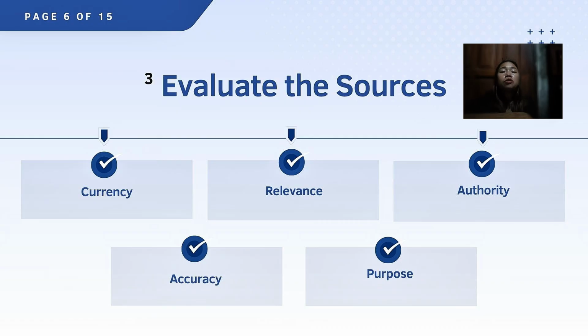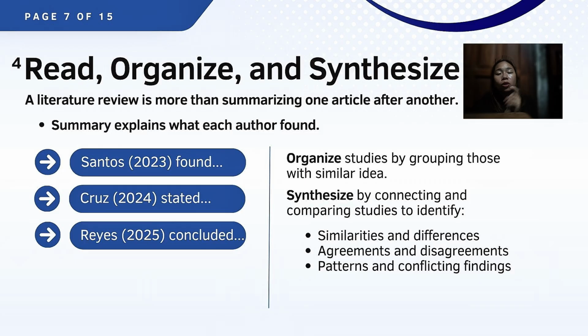So, taking time to evaluate your sources helps ensure that your literature review is based on accurate and reliable information. Now that we have selected credible sources, we are ready for the next step. Okay? So, after collecting your sources, the next step is to read, organize, and synthesize the literature.